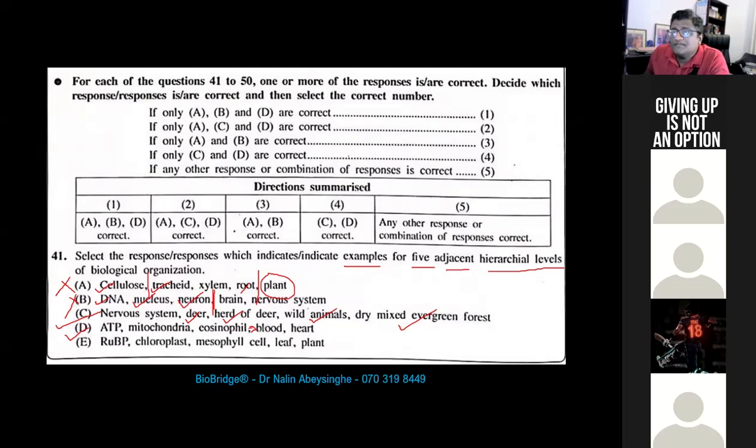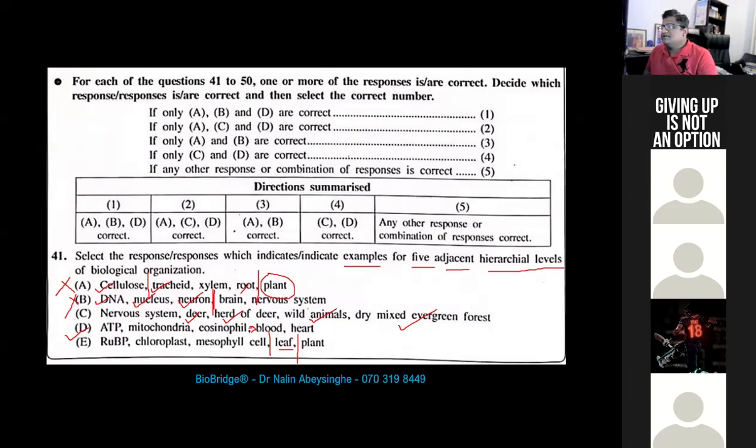Mesophyll tissue. It's not mentioned here. Only you are getting a leaf. Leaf is an organ. Organ system is missing. Leaf is part of the shoot system. Leaf is a part of the shoot system of a plant.